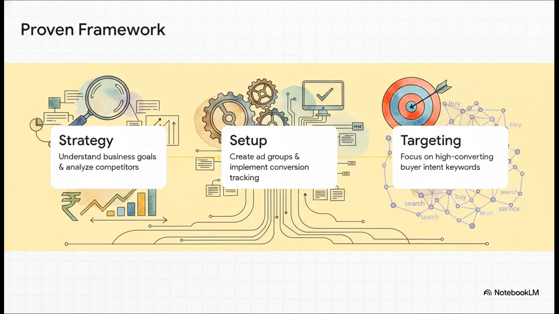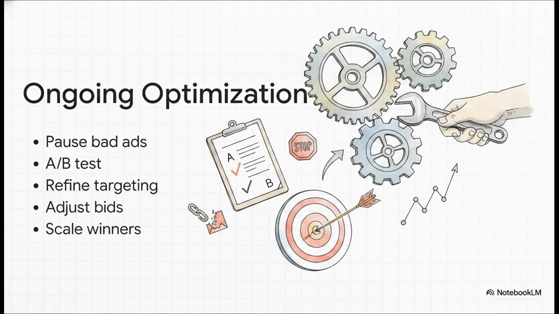This means creating tightly themed ad groups and making absolutely sure your conversion tracking is flawlessly implemented. Finally, there is meticulous keyword research and intent targeting. A weak setup here just leads to wasted clicks, but doing these 3 steps perfectly, that creates the backbone for true, predictable success. Now here's a massive point we really need to emphasize.